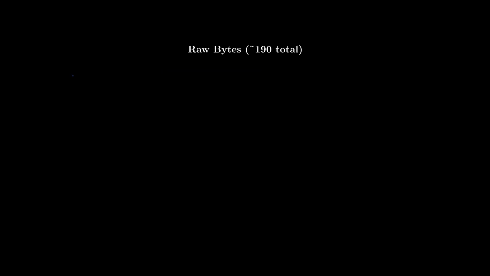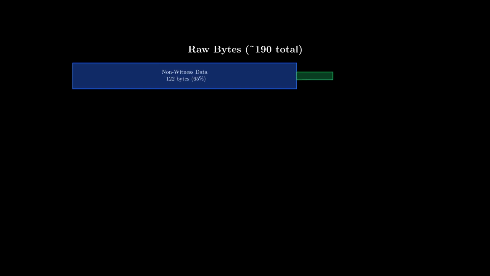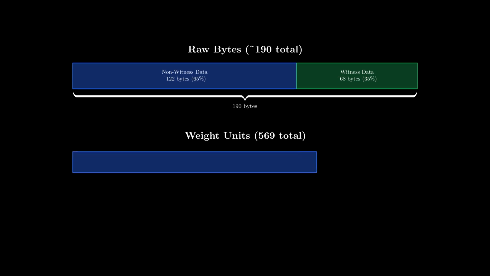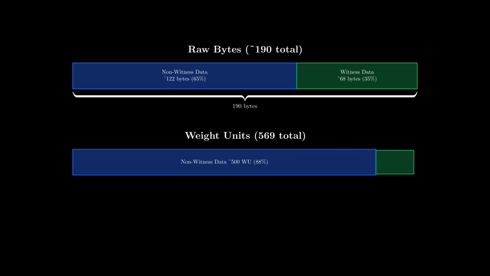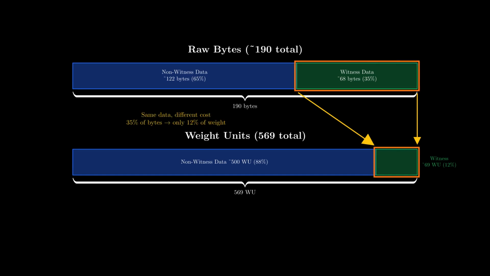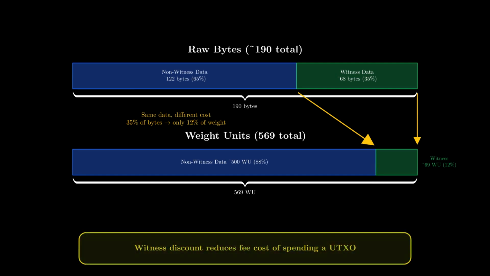The raw transaction totals about 190 bytes. Witness data, the marker, flag, and witness fields, accounts for 68 bytes, roughly 35% of the raw size. But in weight, that same data contributes only 69 of 569 weight units, about 12%. Same bytes, different cost. This is the witness discount in action. Spending a UTXO requires witness data, so the discount makes spending cheaper relative to creating new outputs.